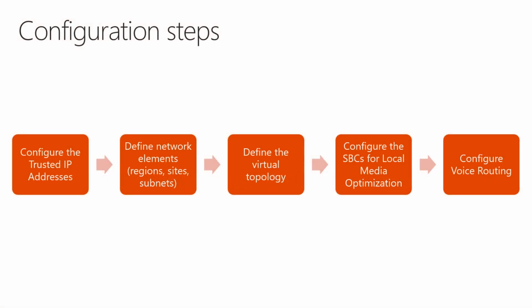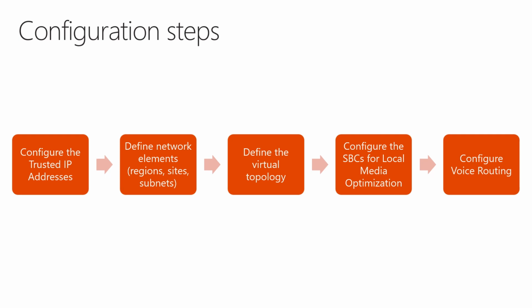Now let's talk about configuring local media optimization. From a configuration standpoint, when we go to configure local media optimization, we first need to ensure that we configure our trusted IP addresses properly. This is to ensure that we understand when a user is inside the corporate network versus outside of the corporate network. We also then want to be able to locate that user inside the corporate network, which takes us to step 2, which is defining our network elements.